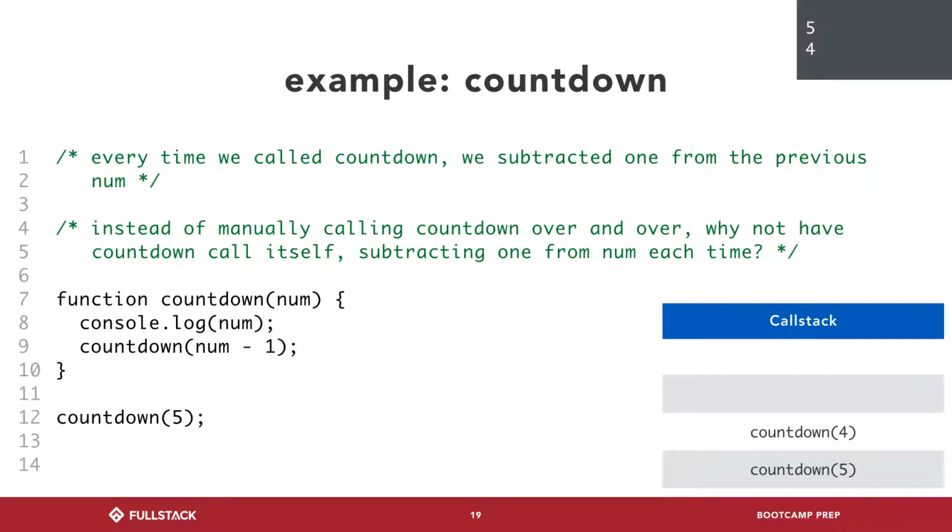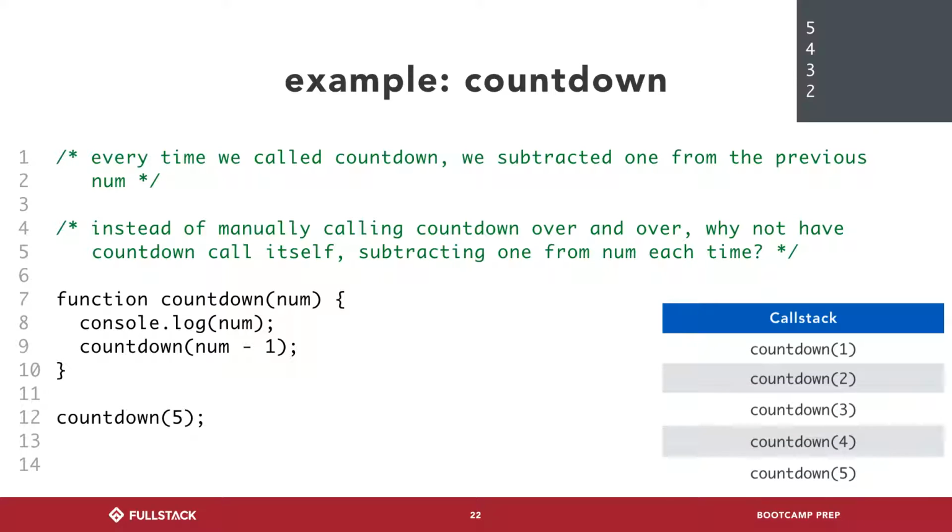Well, countdown 4 is going to log out 4 for me, and then it's going to say, by the way, before countdown 4 finishes, I have to finish doing countdown 3, right? So now you see the stack's building up, right? Countdown 5 can't finish until countdown 4 finishes. Countdown 4 can't finish until countdown 3 finishes. And to Sarah's point, we can say, okay, let's keep going. Great, awesome.